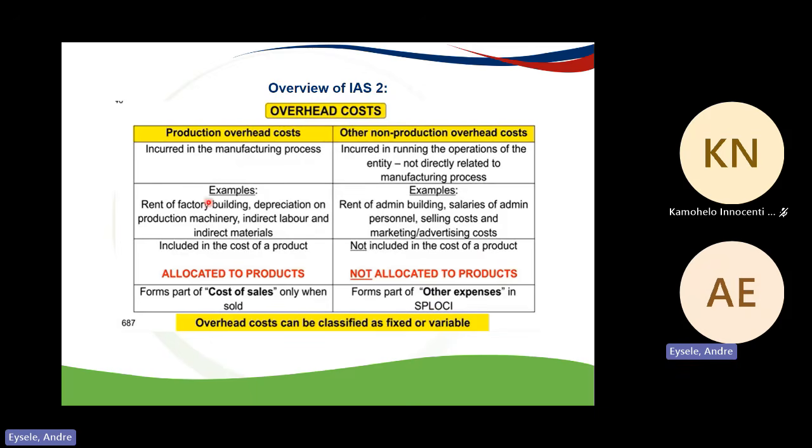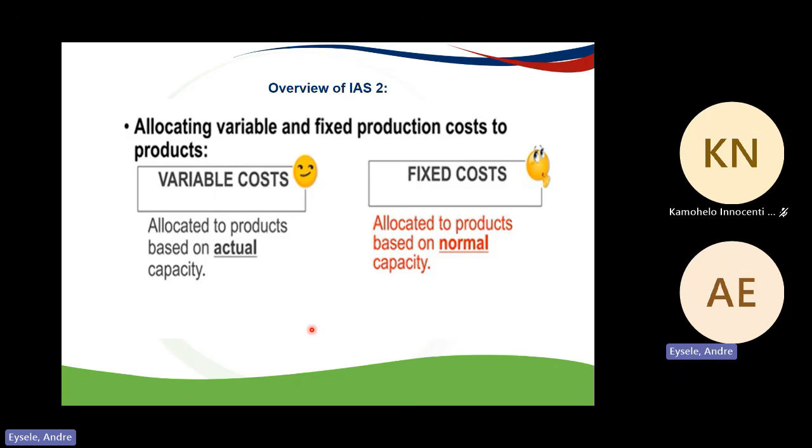These production costs, which are they? Factory building, depreciation on production machinery, indirect labor, and indirect materials included in the production cost, and they form part of the cost of sales. Overhead costs can be classified as fixed or variable. Variable cost is allocated to products based on actual capacity, and fixed cost is allocated to products based on normal capacity. Remember, because we do not know how many units we will produce, we will always get the allocation rate based on normal capacity.